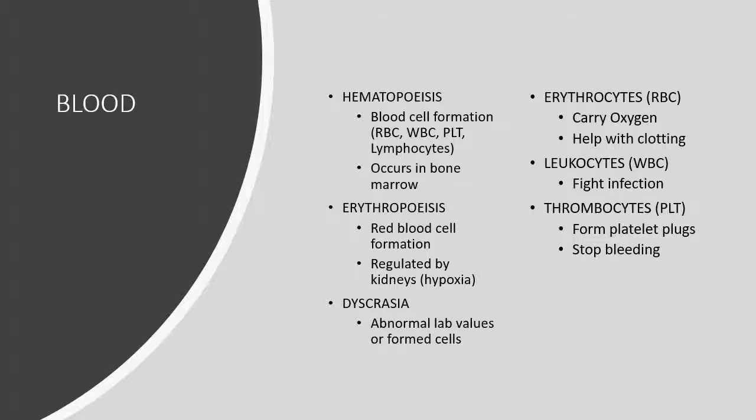Erythrocytes, or red blood cells, particularly carry oxygen and help with clotting. Leukocytes are white blood cells. Their primary role is to fight infection. And thrombocytes are platelets, and they form platelet plugs and stop bleeding, so they are responsible for clot formation.